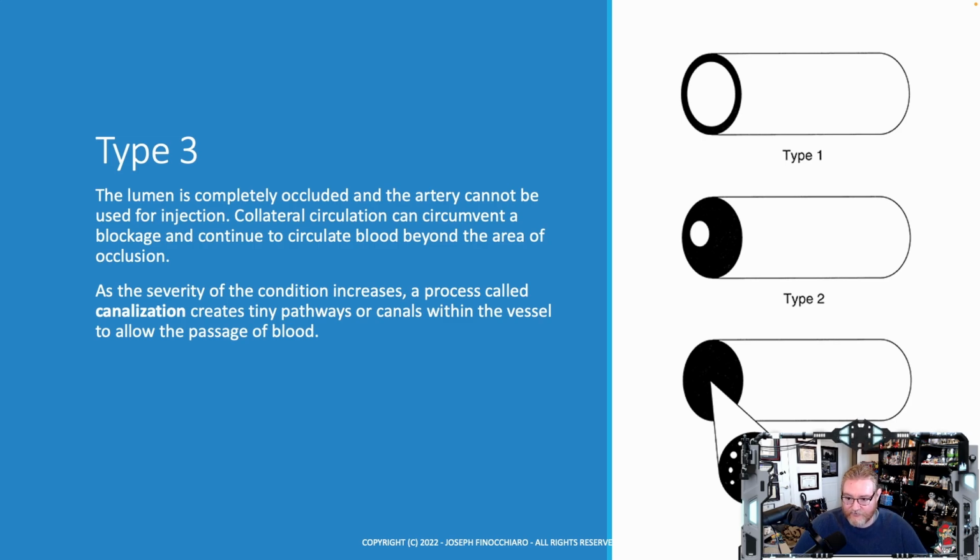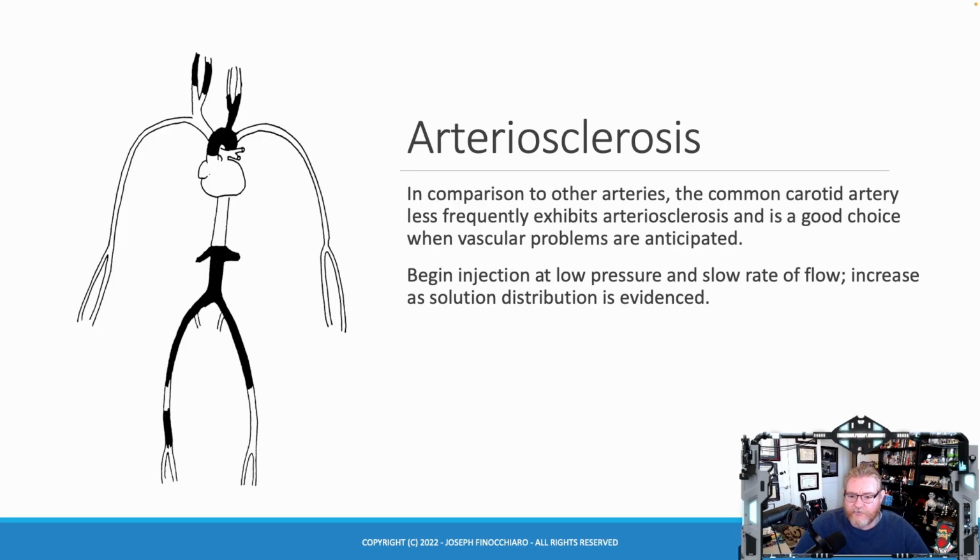Collateral circulation can circumvent a blockage and continue to circulate blood beyond the area of occlusion. As the severity of the condition increases, a process called canalization creates tiny pathways or canals within the vessel to allow the passage of blood. In comparison to other arteries, the common carotid artery less frequently exhibits arterial sclerosis and is a good choice when vascular problems are anticipated. Begin injection at low pressure and slow rate of flow.